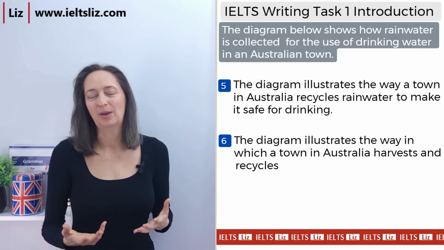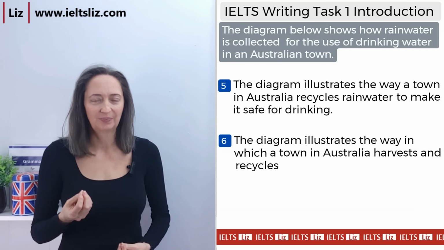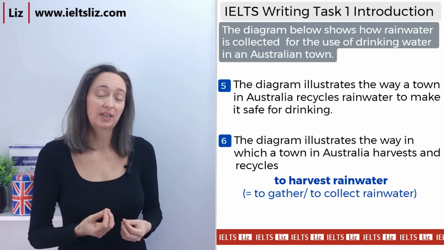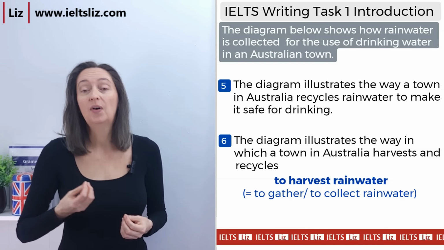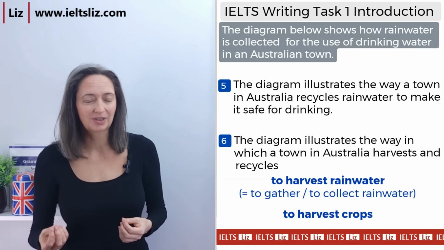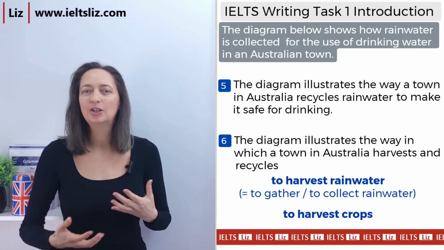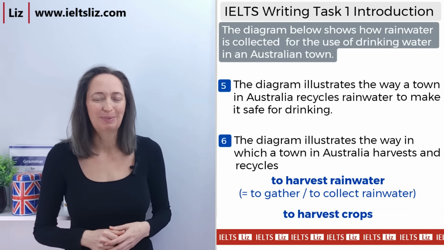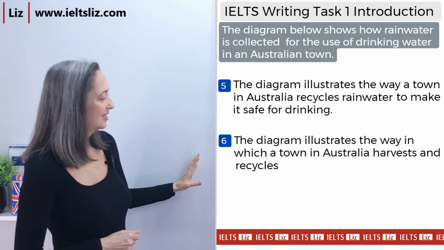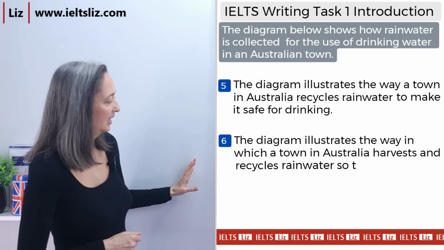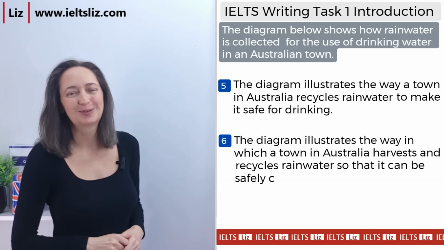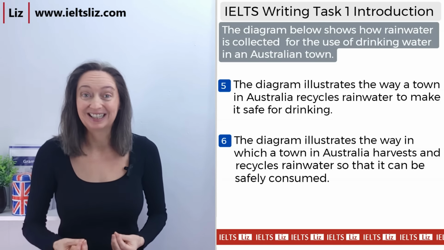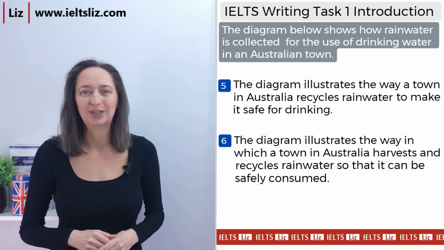Now this obviously is a higher band score because of the collocation, to harvest rainwater. Most people know the word harvest when it's in relation to farming. So you harvest crops. But to harvest rainwater is quite an uncommon collocation, and not many people know it. So this really is higher band score. Harvests and recycles rainwater so that it can be safely consumed. And now we're actually completely independent of anything relating to the word drinking. So that's a fantastic way to start your introduction.